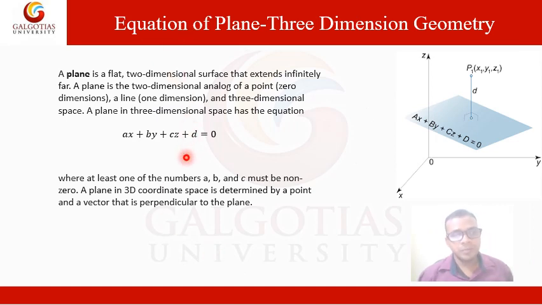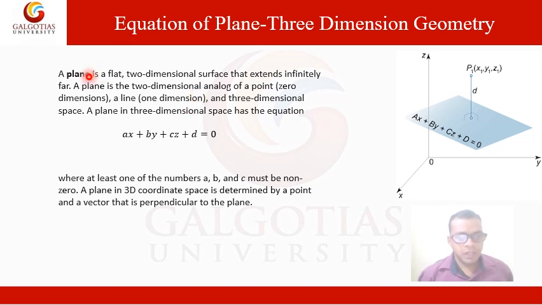Let us see how the equation of a plane works in three-dimensional geometry. What is a plane? Where we are standing, is it a plane? Yes, of course, it is a plane. Where we are standing, it is flat. It may be inclined by some angle with the horizon, but that is a different thing.